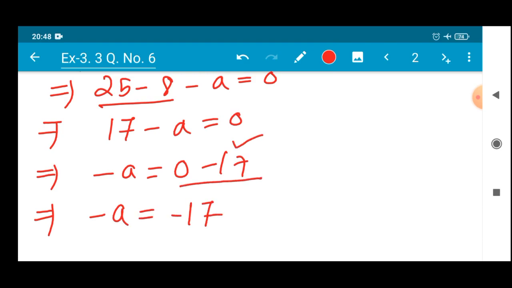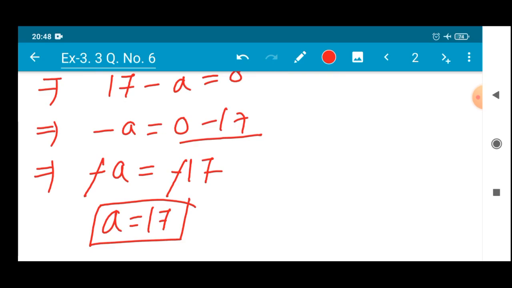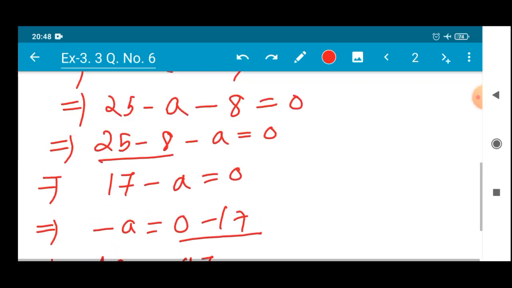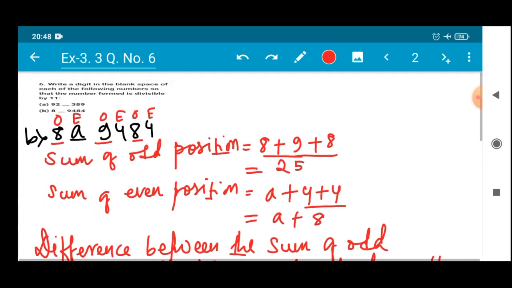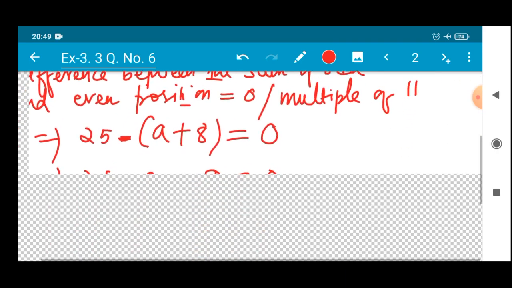Why? Because 17 is the greater number, and whatever sign the greater number is carrying, that will be carried. Okay, now in the left hand side negative is there, in the right hand side negative is there, so we got the value a is equal to 17. But this is not the answer. We got positive 17, very good, but it is not the answer. Why? Because it is a two-digit number. Here the question is regarding a single digit number, right? A should be a single digit number, not a double digit number. Okay, so now we have to try with the next form.